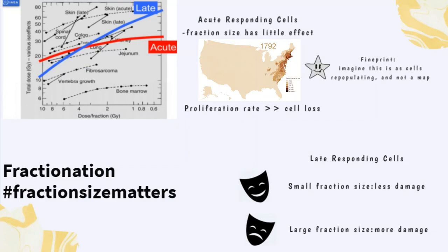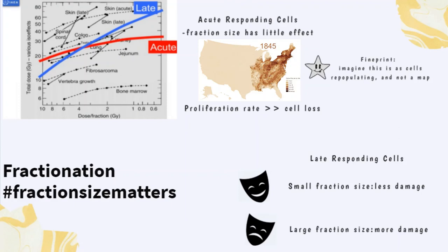The second factor that affects repopulation is fractionation. So fraction size does matter. On the upper left here, you see a graph by IAEA. This is a graph of the same biological damage caused by total dose due to varying fraction size. Fraction size is the dose delivered at any one time.